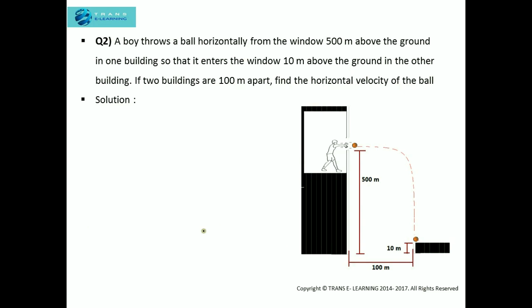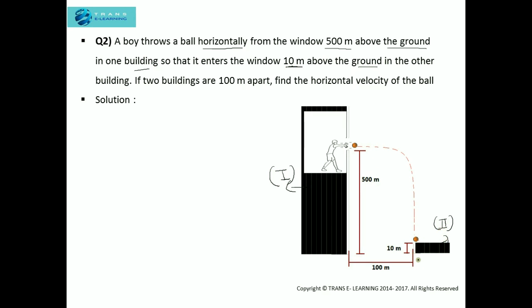The next question. A boy throws a ball horizontally from a window 500 meters above the ground in one building so that it enters the window 10 meters above the ground in the other building. You can see here this is the first building, and the boy throws a ball from the window 500 meters above the ground, and he throws the ball such that it enters the window of the second building. This is the second building, which is just 10 meters above the ground.